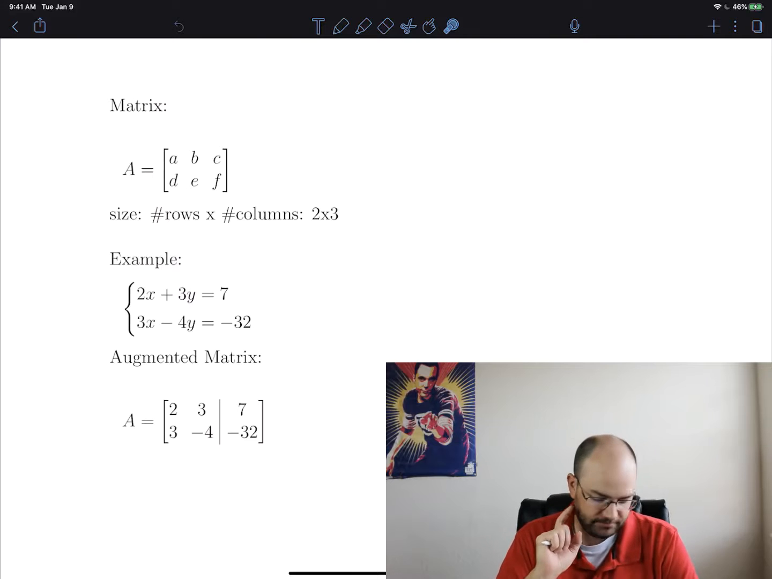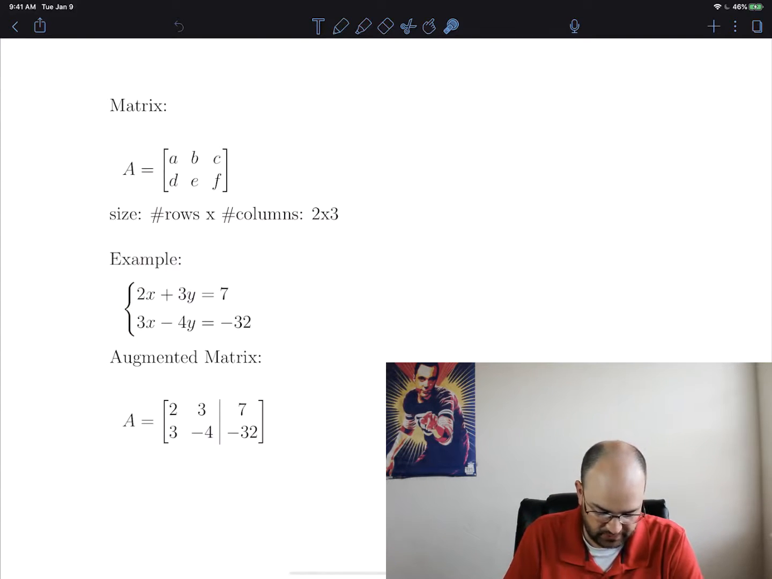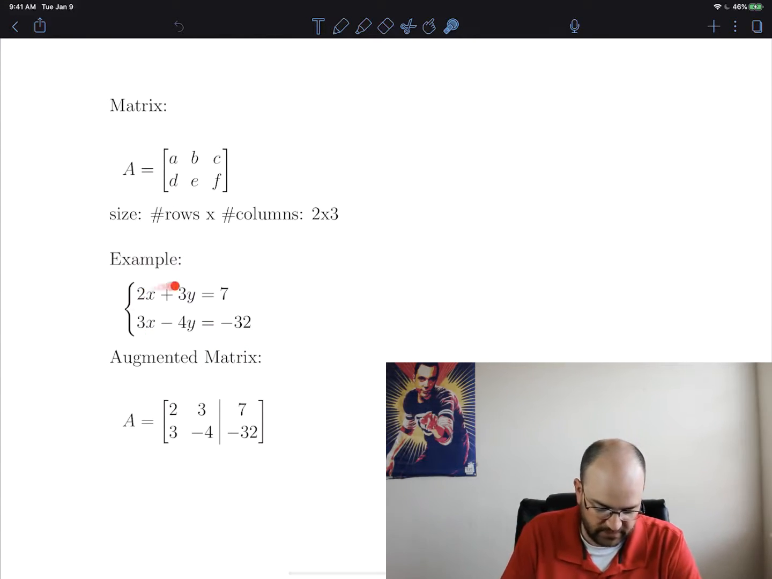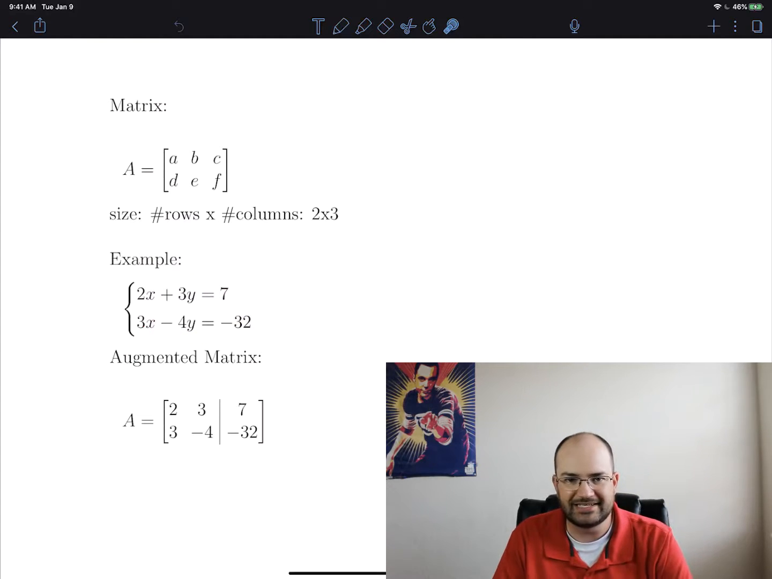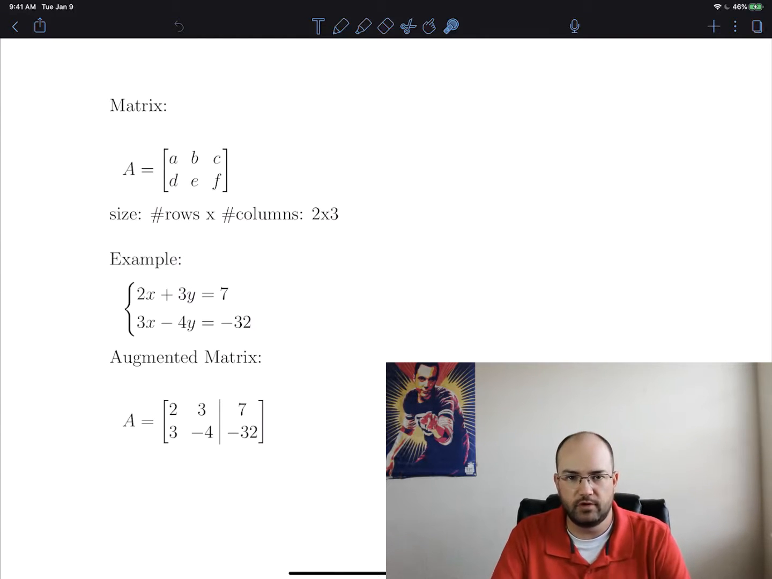Excellent. Now, let's talk about an example. So if we have a system that looks like 2x plus 3y equals 7 and 3x minus 4y equals negative 32, I need to actually be able to put that into what we call an augmented matrix. Now, it's just a matrix, first of all, but it is a little bit special. It's special because, first of all, we have to make sure that the system that we're using is in standard form. First of all, that's very important. And then we take that and put it into a matrix.